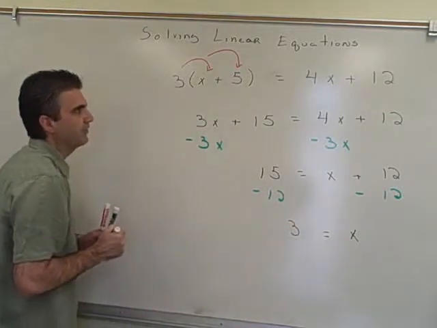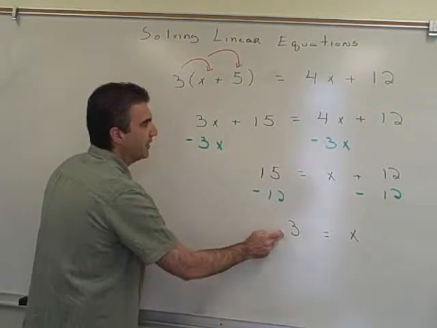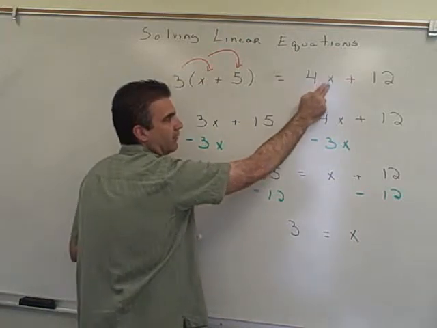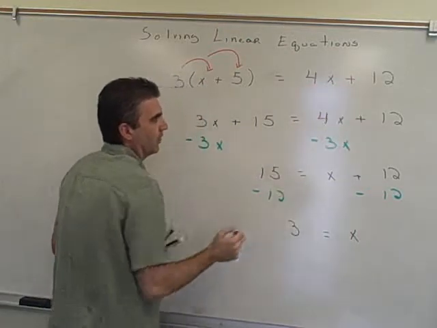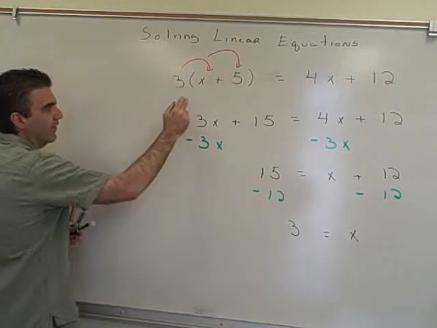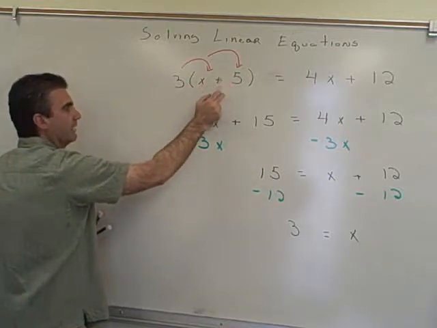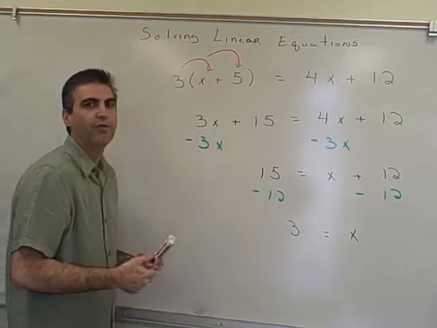Let's just see if we can visually check this one. If we plug a 3 back into the original, 4 times 3 is 12. 12 and 12 is 24. On this side, 3 plus 5 is 8. 8 times 3 is also 24. It does check.